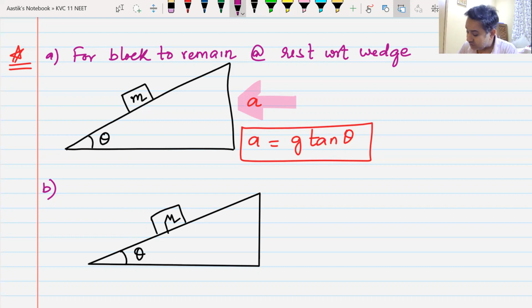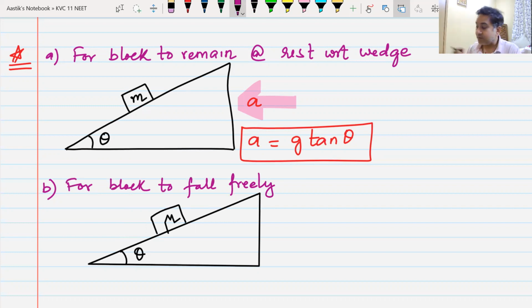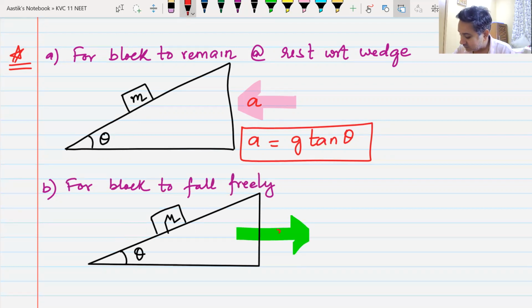Now they ask you, what should be the acceleration of the wedge for the block to fall freely? Remember, in this case, the direction of acceleration is like this. So if I accelerate like this, the block is going to fall. If I accelerate like this, the block will remain at rest. Do we understand this? Common sense? In this case, beta, the answer is g cot theta.